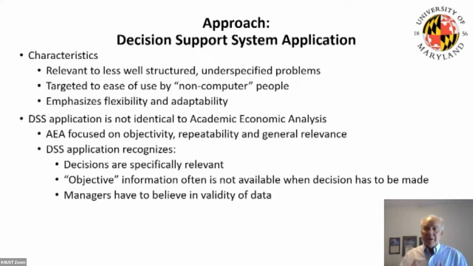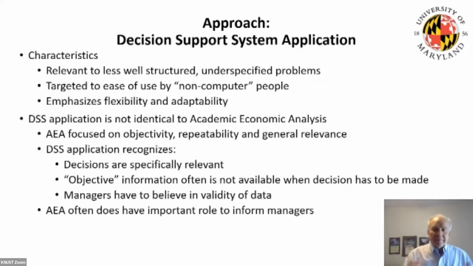Oftentimes decisions are made without objective information, without information from a scientific study or a journal article, but yet decisions have to be made. And managers inherently have to trust or believe in the validity of the data in the model to really get most value and make a decision they're confident in terms of application. Academic economic analyses are often helpful, and when we can get general data that's relevant from such an analysis and use those in decision support systems, those are good things.